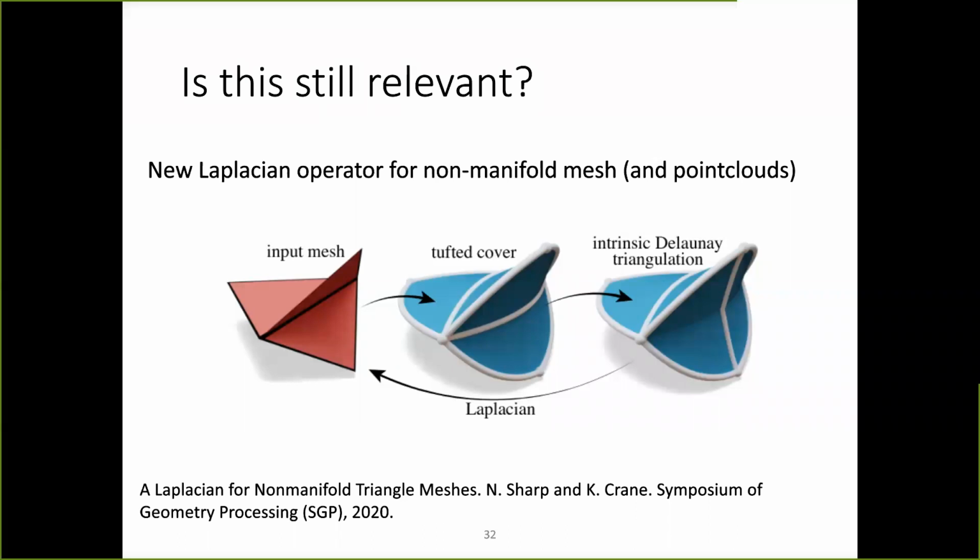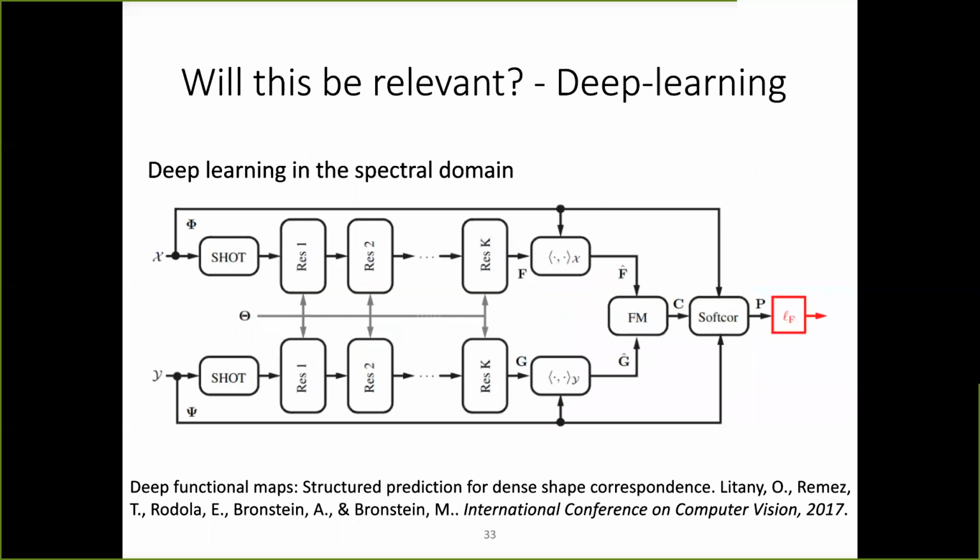So is it still relevant? Is it still something that's happening? Obviously, in the day where deep learning is sort of taking over a lot of what we are doing, what is going to be the future of geometry processing? One take on it is that you can take all this spectral analysis and use it as an input for a deep learning framework. And that's what some people did.